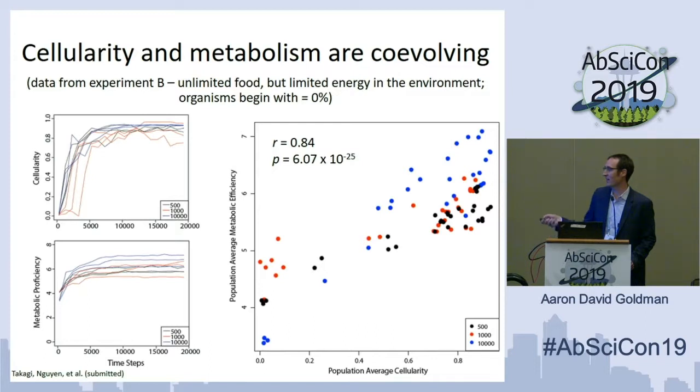So these are the data points for all 9 of the simulations in this experiment. And you see that they're very strongly correlated. These two traits are very strongly correlated with one another as they are evolving. And so we take this as evidence that within the context of our digital life simulation, the cellularity and metabolism are actually co-evolving with one another.